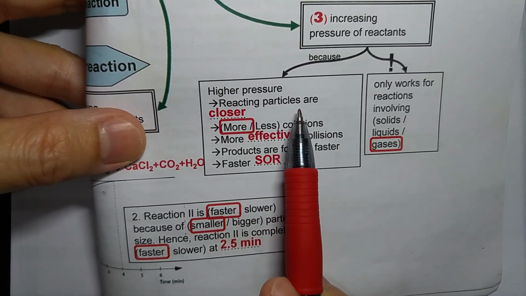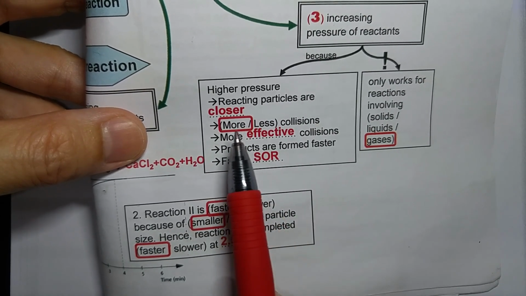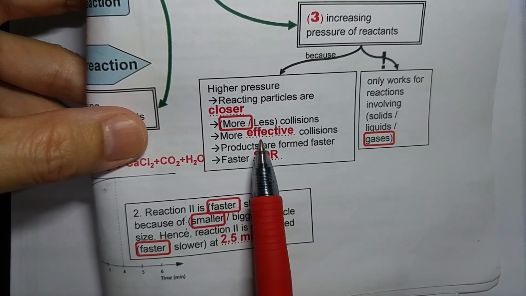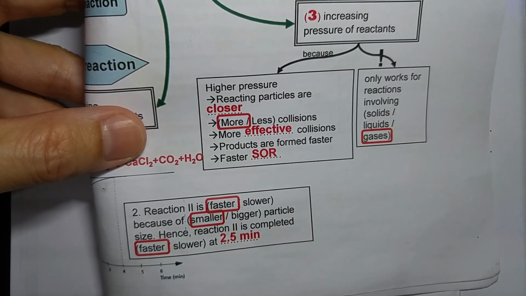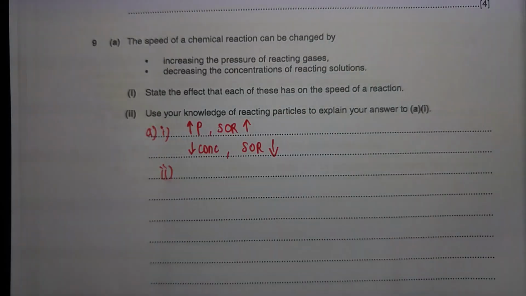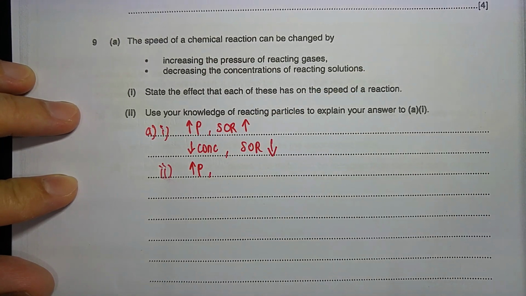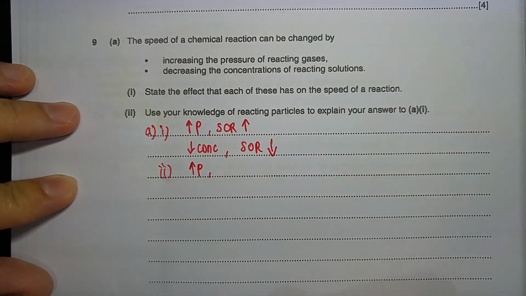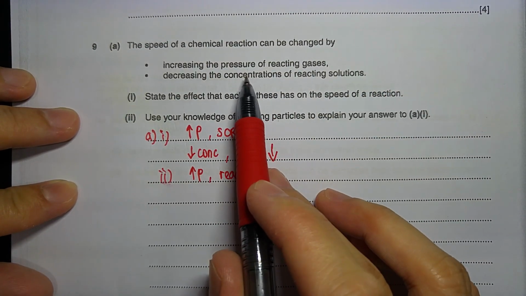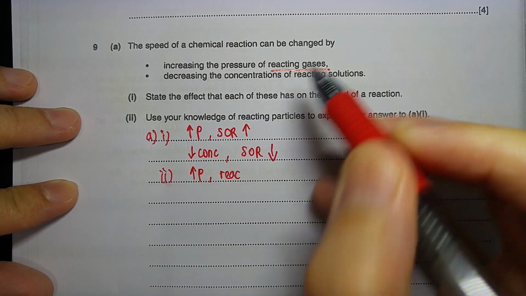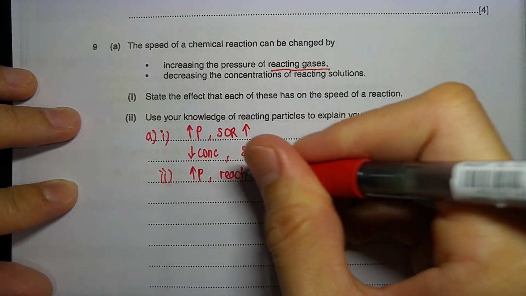The reacting particle, or in this case, the particles of the gas, will be closer. So there will be more collisions and more effective collisions per unit time. Actually, there should be a per unit time here. So faster speed of reaction. So all you need to do is, again, I write down in short form, increase the pressure, the reacting gaseous particle. Okay, use back the word. The question say reacting gases. So you must answer according to the context of the question.